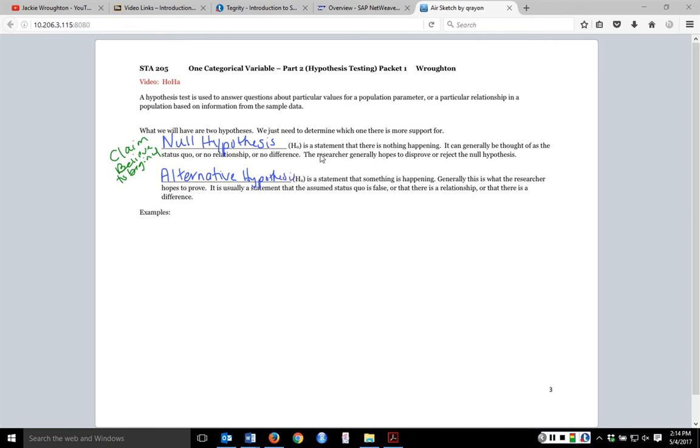We label that as HA. It's a statement that something's happening. It's usually what you're hoping to prove. So with the Chantix one, we were trying to show that they're over-reporting their success rate, that it's actually lower. And with the experiment in class, we want to show that people can tell the difference between the two types of cookies.